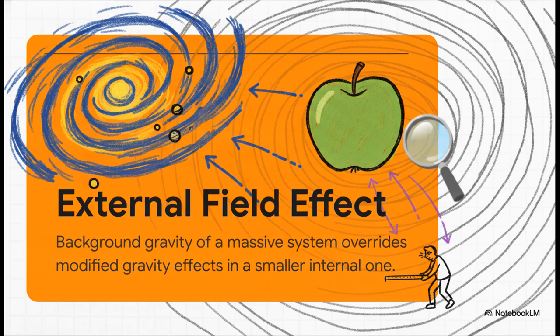Think of it like trying to measure the tiny gravitational pull of an apple, but you have to ignore the massive pull of the Earth you're standing on. In MOND, the background gravitational pull of a massive external system, like our Milky Way galaxy, actually overrides and suppresses the modified gravity effects within a smaller internal system, like our solar system. Basically, the background noise washes out the signal.